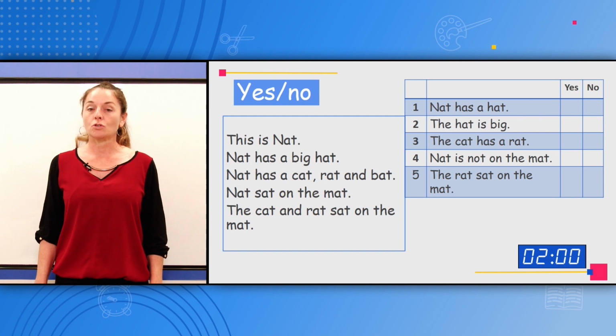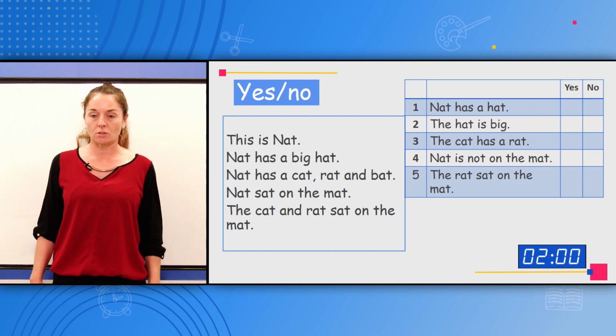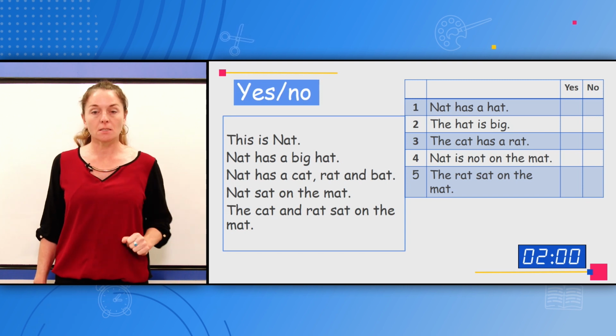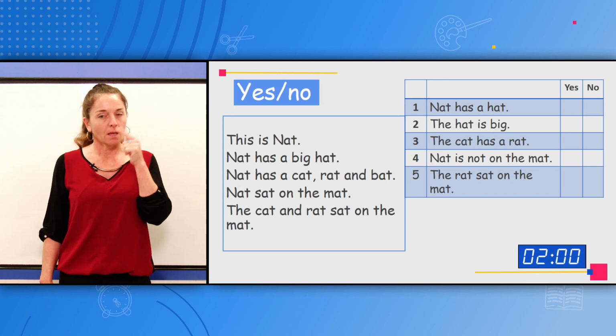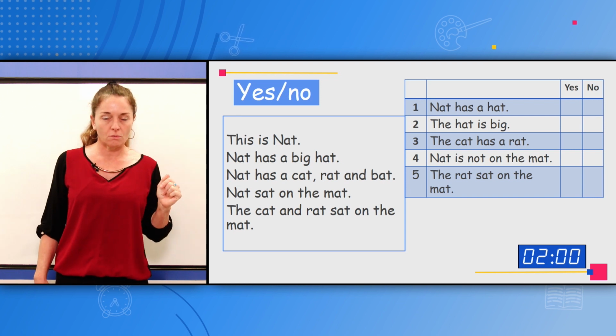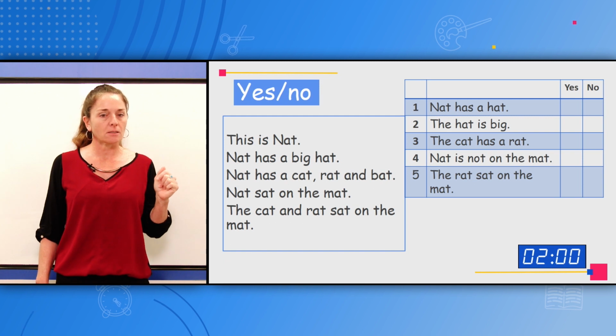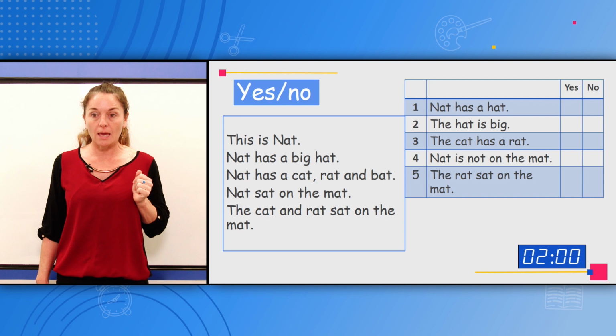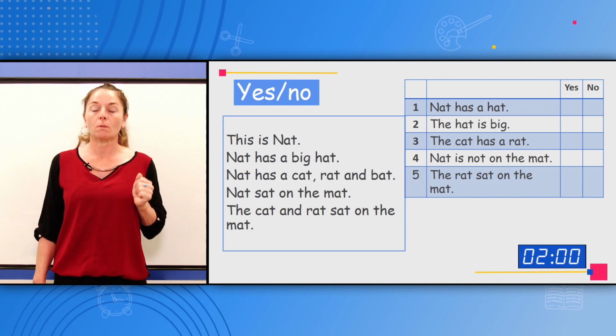Now, I want you please to answer questions. Please read the sentence and think, yes or no. Look in the text, yes or no. Nat has a hat. Look in the text. Check yourself. Okay? You can begin. We will check.